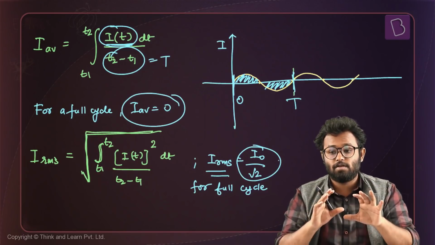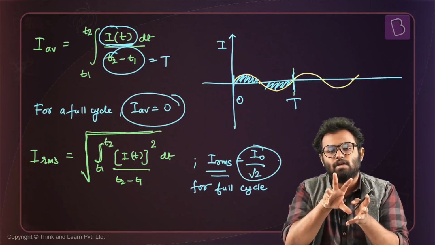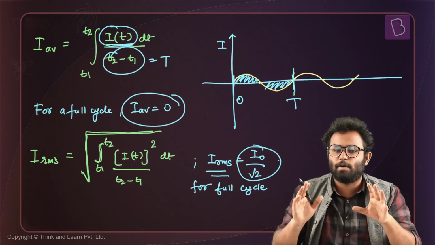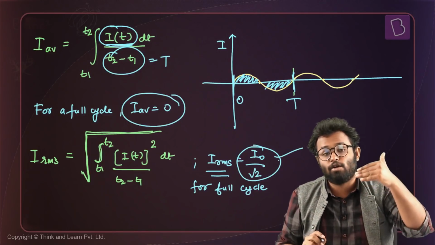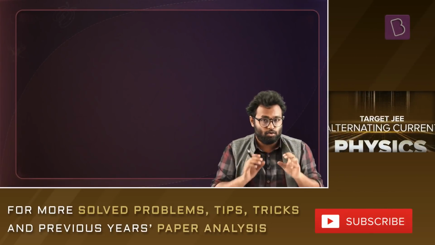So IRMS relates an AC circuit to a DC circuit in terms of power. They produce the same power for the same time. So IRMS is really important. It is I0 by root 2. Don't forget that. Now we have to see how to deal with circuits with an AC source, right?